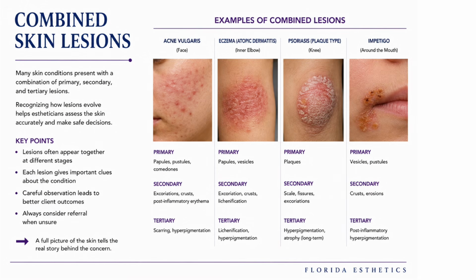In real life, skin conditions rarely present with just one type of lesion. Most conditions involve a combination of primary, secondary, and sometimes tertiary lesions. That's why it's important to evaluate the skin as a whole rather than focusing on a single lesion. Let's look at a few common examples.